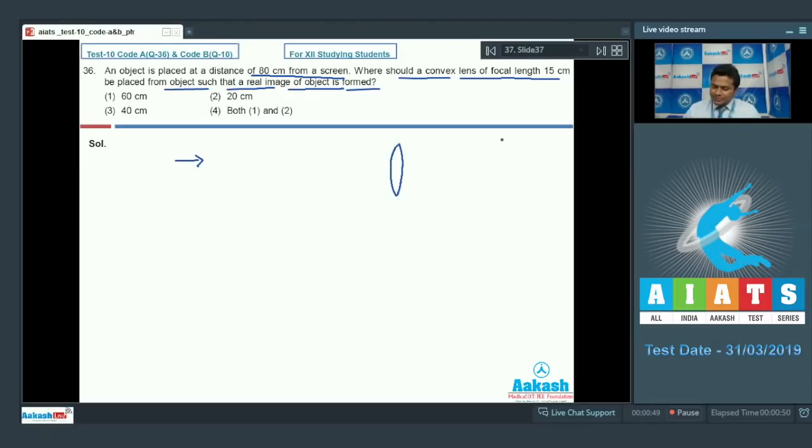This is screen, suppose. Here we place the lens and the object is at a distance x from the convex lens. The distance between object and screen is given 80 cm. Therefore, distance between lens and screen will be 80 minus x.